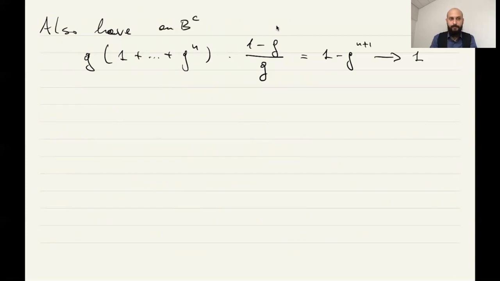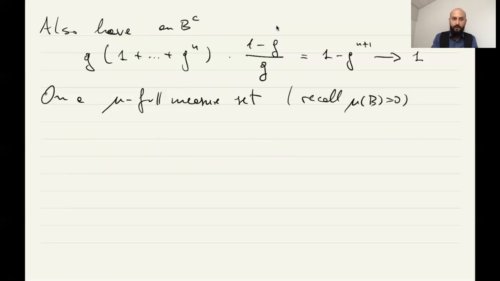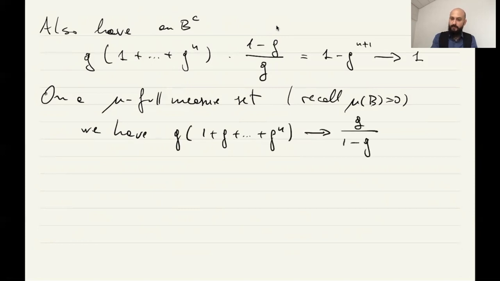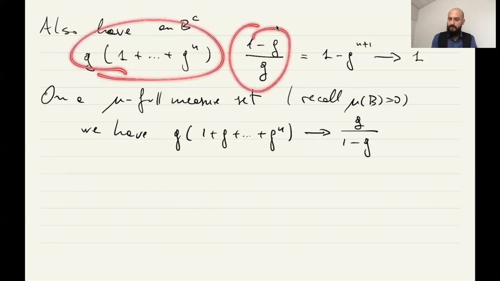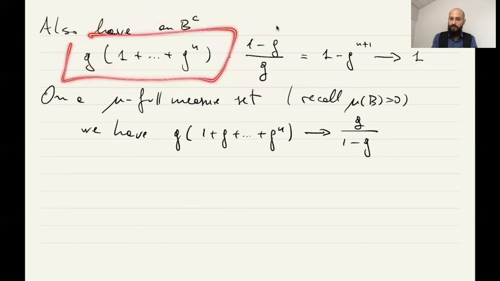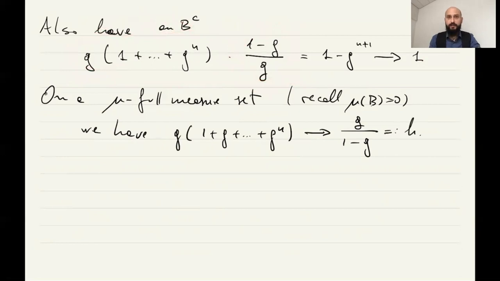And therefore, on a full measure set, recall that mu of B is 0, we have that g(1 plus g plus ... plus g to the n) converges to g over 1 minus g. This one times this one tends to 1, but this is constant, so it means that this function converges to the reciprocal of this. And this by definition was the function that we called h.